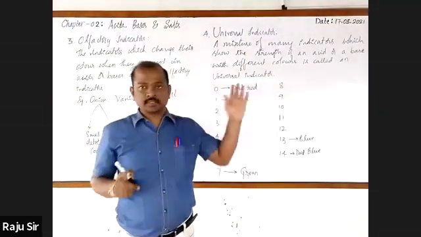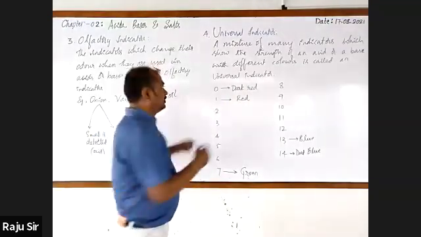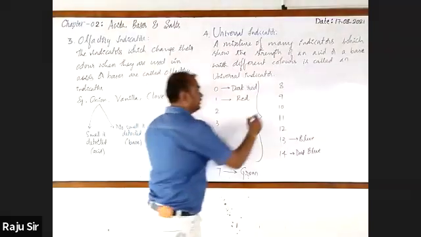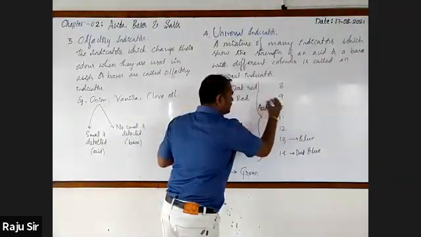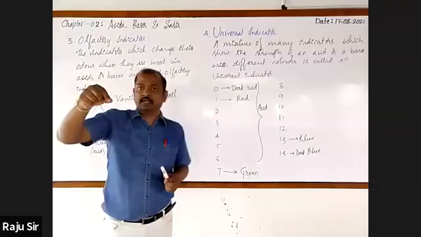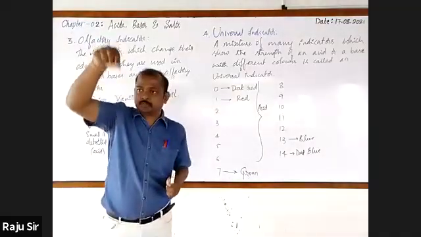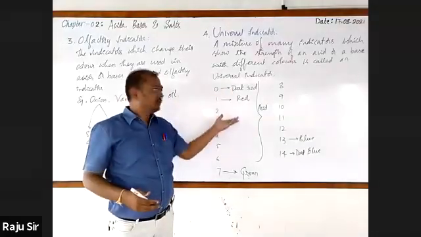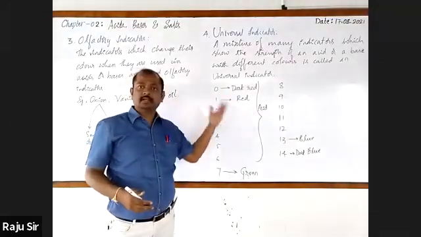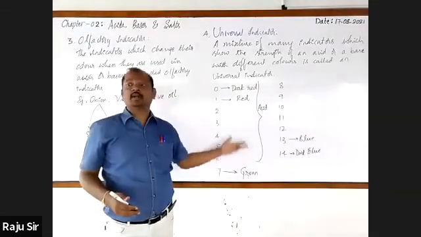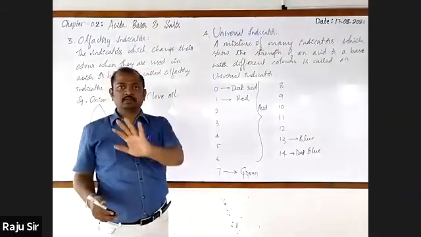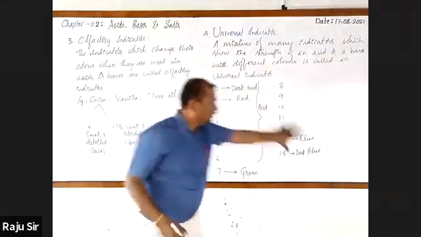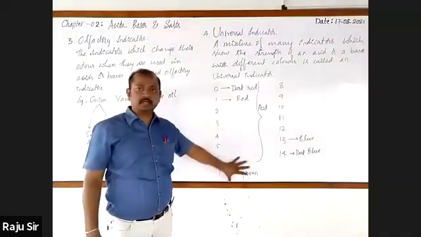In case of universal indicator, if it is red color, then we can say that it is acid. If the strip is dipped into the acid, it shows red color: dark red, red, then light red. Then yellow, orange, yellow, it keeps turning like that. Don't worry about that. Now you have to focus only on red color, blue color, and green color.